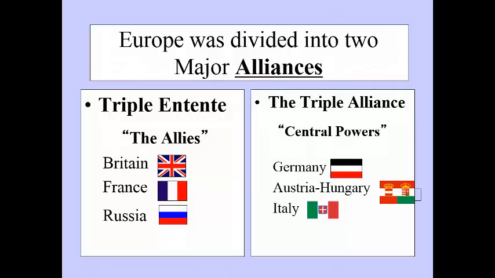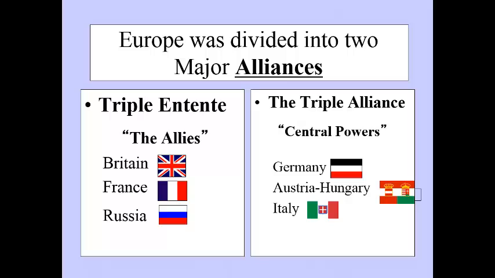On the one hand, we have the Triple Entente. This was composed of Britain, France, and Russia. And on the other side, we have the Triple Alliance, or the Central Powers, made up of Germany, Austria-Hungary, and Italy. Now, these alliances were formed prior to the start of World War I. And the idea here was that these countries wanted to have countries to back them up in the event that they went to war. The idea of these alliances was that if one country was attacked, they would be obligated to protect the other countries in their alliance. So if one country goes to war, it kind of drags everyone else into it.